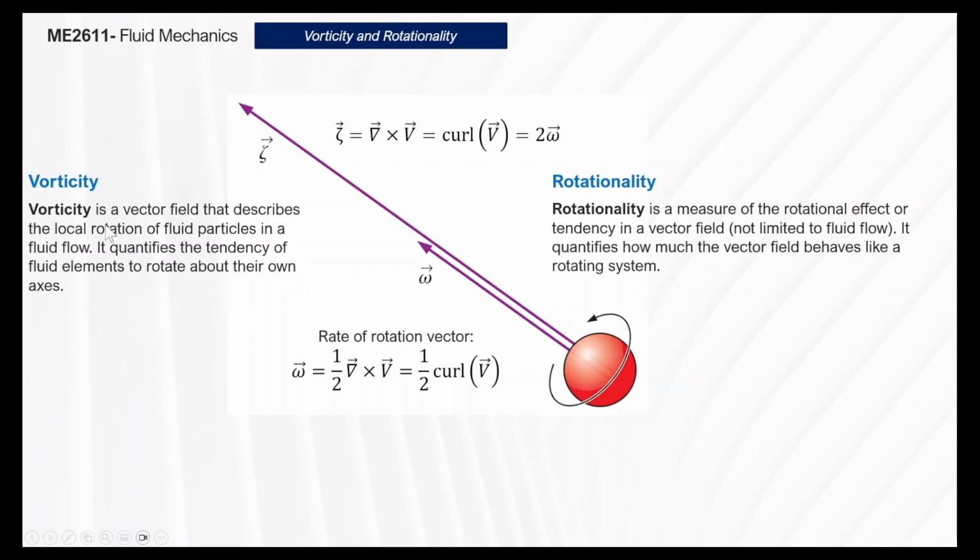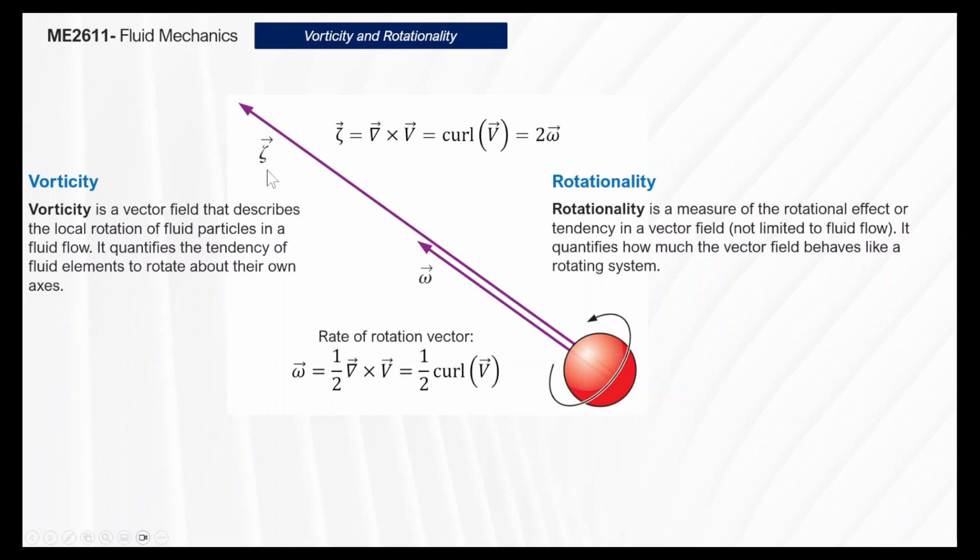Okay? So essentially, vorticity describes the local rotation of fluid. It quantifies the tendency of the fluid elements to rotate about an axis, kind of like a moment, so to speak, but in fluid terms. And then rotationality is a measure of the rotational effect or the tendency of the vector field, not limited to fluid flow. It quantifies how much of the vector field behaves like a rotating system.